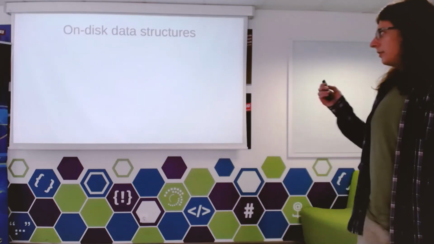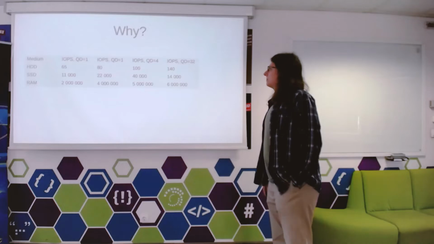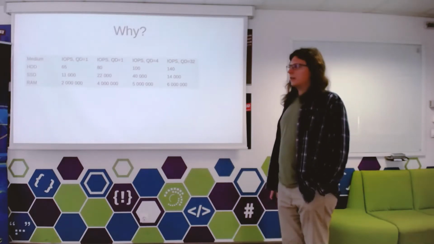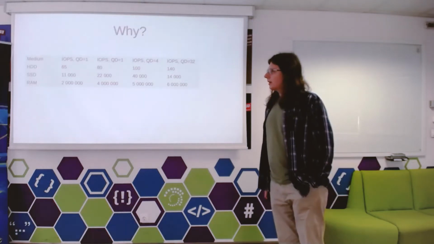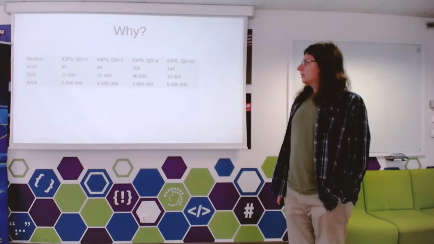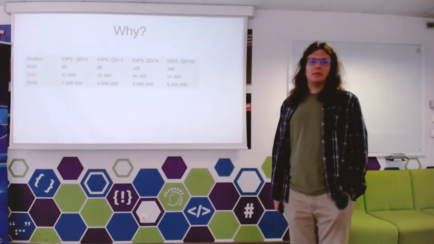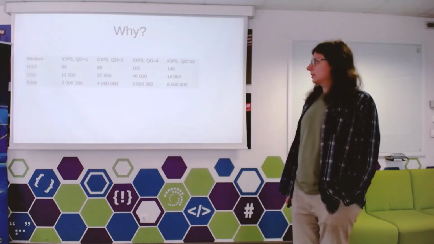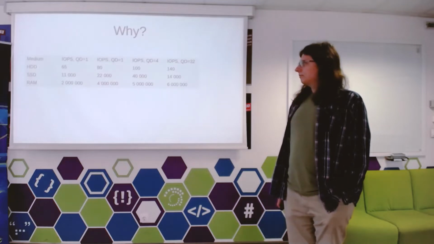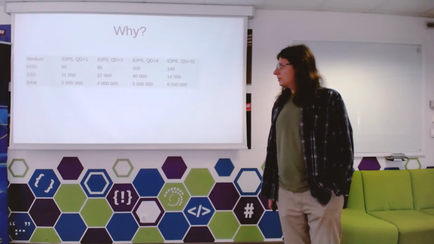Now, why would we want that? Well, here I just ran a quick benchmark on some devices I had lying around at home. On a spinning rust disk, I got something like 65 operations per second, where an operation is reading a 4K block from disk into memory. On an SSD, the one I had at home had performance of around 11,000.